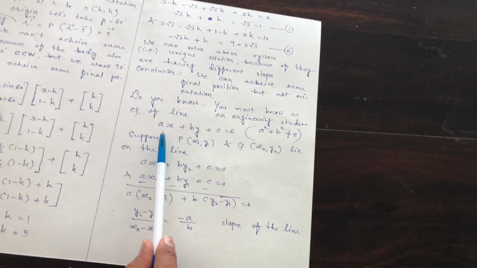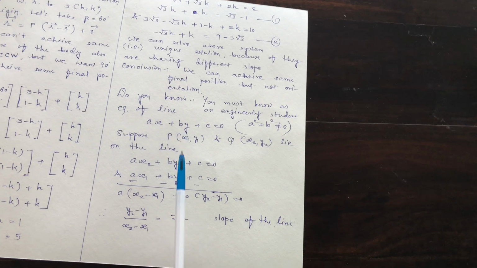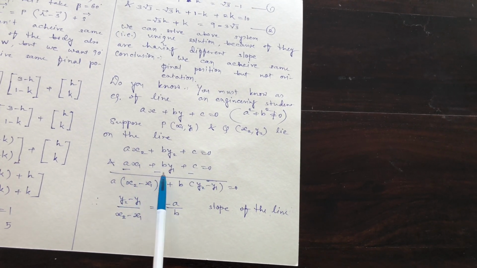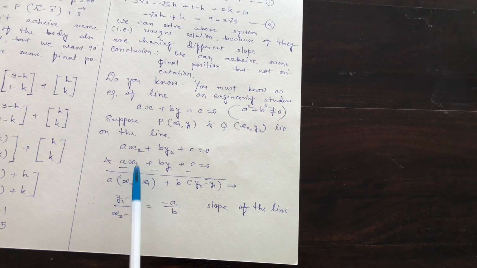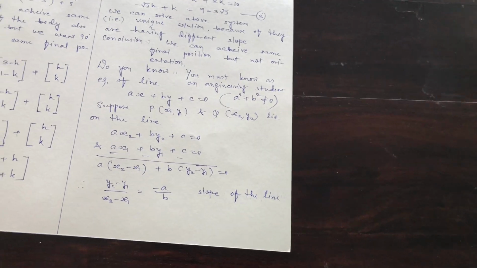Do you know ax plus by plus c equal to 0? The slope is given by minus a by b. Suppose (x1, y1) and (x2, y2) are two points satisfying this equation. Subtracting, we get y2 minus y1 equal to (x2 minus x1) times (minus a upon b), the slope of the line. Okay.